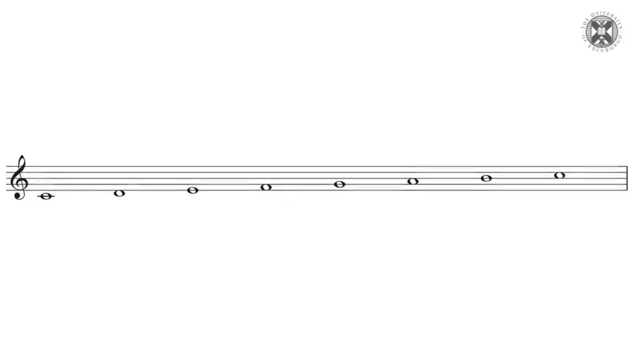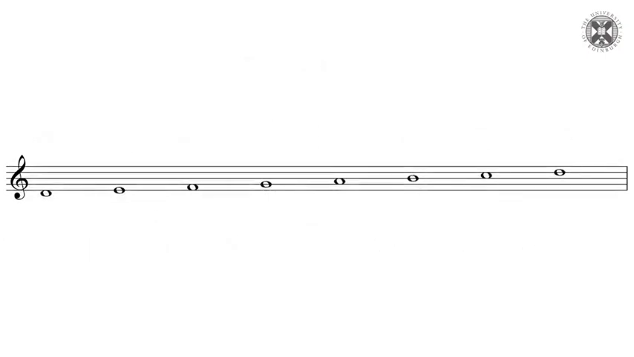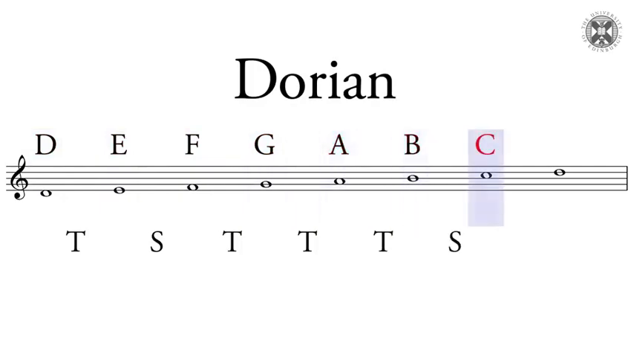Well, we already know that starting on C, we have our C major scale. If we go up to D, this is the second note of C major. We get a mode called the Dorian mode. It's made up of the notes D, E, F, G, A, B, C, back to D. This gives us a different pattern and a different sound.